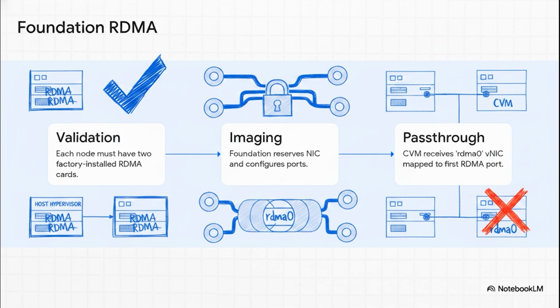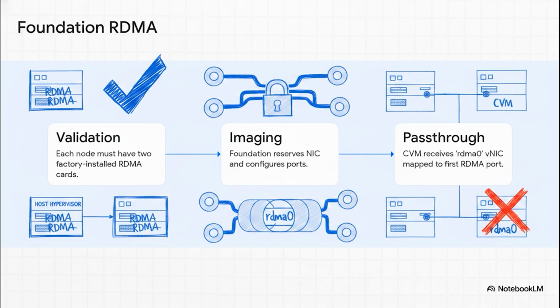Next, during the imaging process, Foundation steps in and reserves the entire NIC, configuring the necessary ports for RDMA and ISR. And finally, we get the CVM pass-through. The CVM receives a virtual NIC named exactly RDMA 0, mapped directly to the first RDMA-enabled physical port.